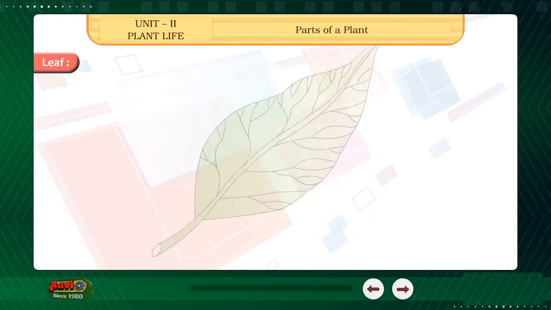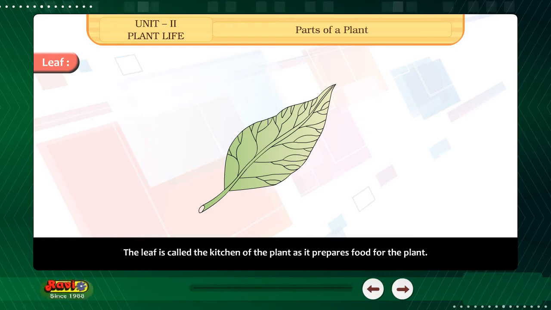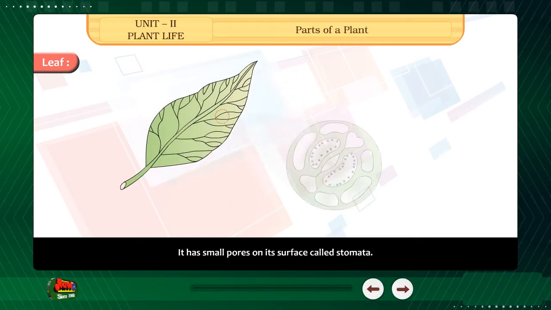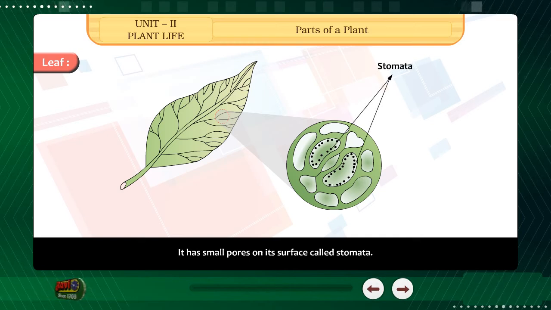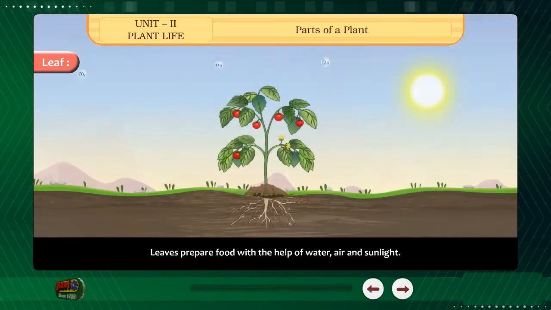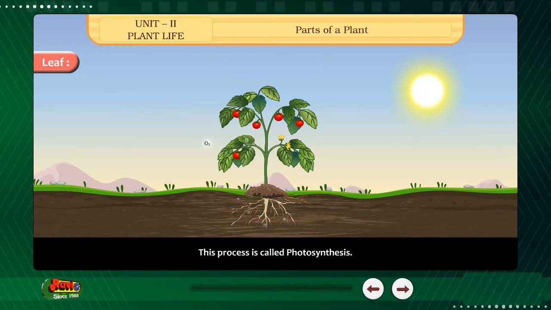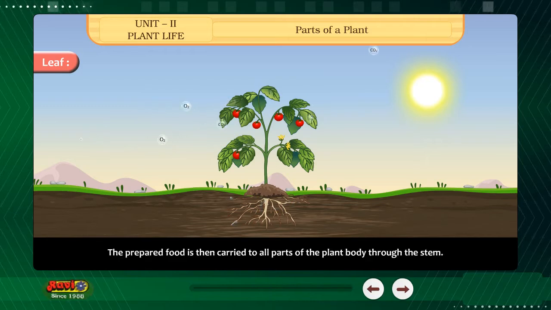Leaf. The leaf is called the kitchen of the plant as it prepares food for the plant. It has small pores on its surface called stomata. The leaf takes in carbon dioxide through the stomata. From roots, it gets water through stem. Leaves prepare food with the help of water, air, and sunlight. This process is called photosynthesis.